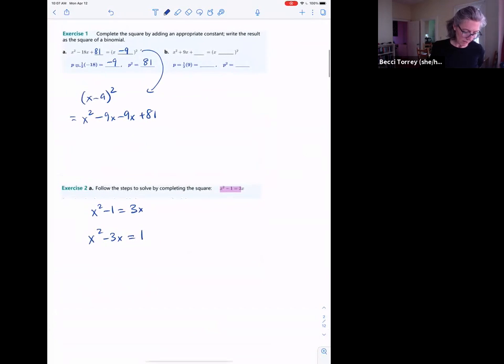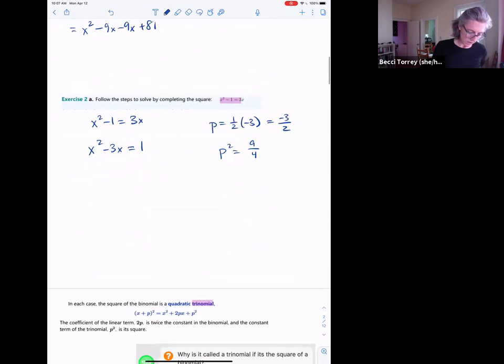So you're going to take 1/2 of the middle value here. So maybe we'll do it over here on the side. So p equals 1/2 of minus 3. So this is minus 3 over 2. We square it. So p squared is 9 over 4. And we're going to add that to both sides over here. Add to both sides. So we're going to get x squared minus 3x plus 9 over 4 equals 1 plus 9 over 4.